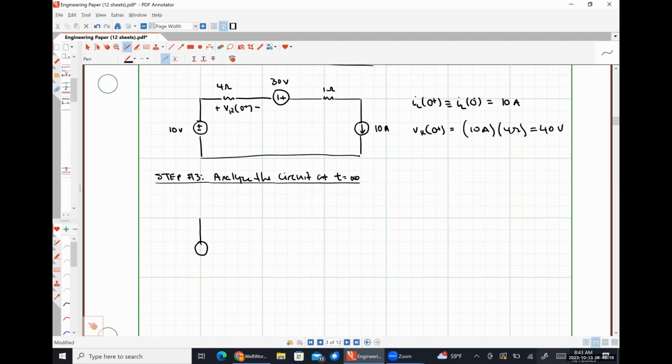So for us, that means we're going to have a 10-volt source, a 4-ohm resistor, over which we'll have a voltage drop VR at infinity, our 30-volt source, our 1-ohm resistor, and our inductor is now a short circuit again. Here's IL at infinity. How do we solve for VR and or IL?